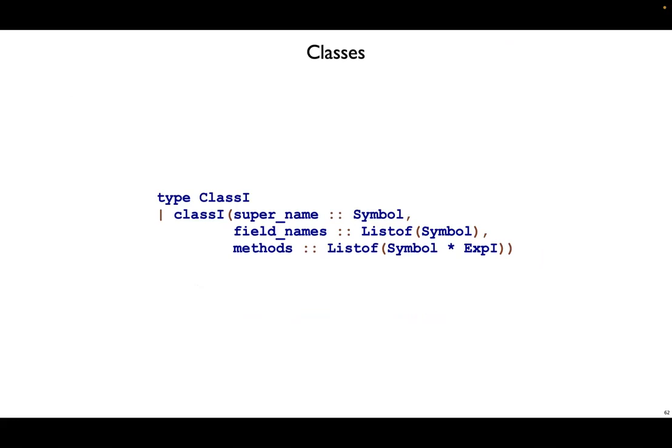We'll use an I suffix for the new intermediate layer of Mo. The parser will take surface syntax down into class I, and then the compiler will translate class I to the class C that we have from before. The class I value has a super name for its parent, and then just like a class C, it has a list of field names and a list of methods.